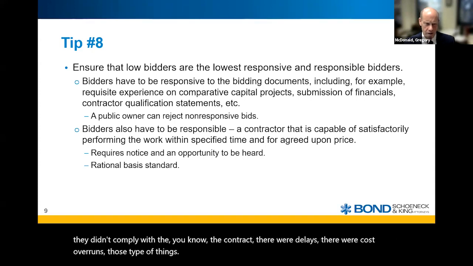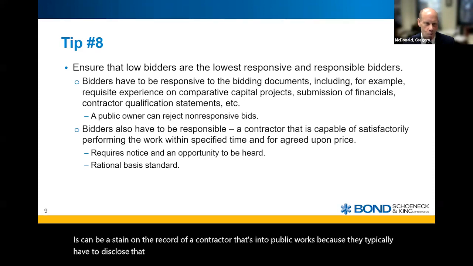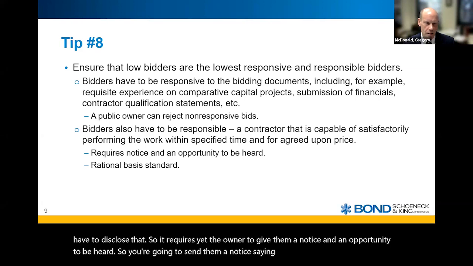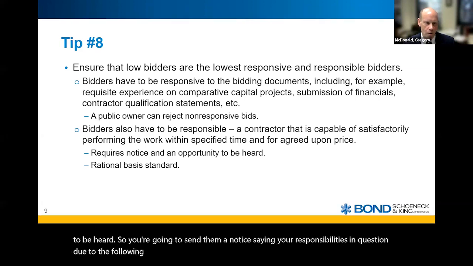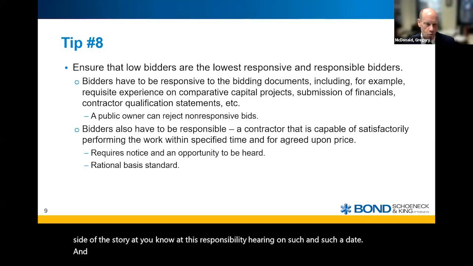And the responsibility issue can be a stain on the record of a contractor that's into public works, because they typically have to disclose that. So it requires the owner to give them a notice and an opportunity to be heard. So they're going to send them a notice saying, your responsibility is in question due to the following things. We're going to give you an opportunity to present your side of the story at this responsibility hearing on such and such a date. And it's a rational basis standard.